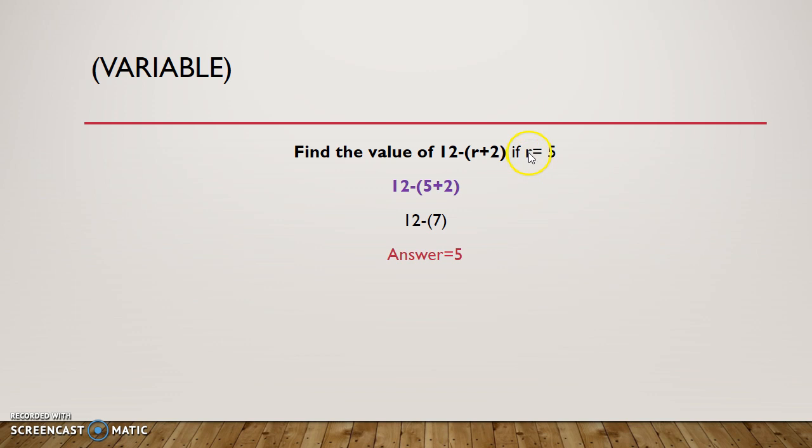So you're going to plug in that 5 to where the r is, which rewrites our problem to 12 minus (5 plus 2). Parentheses mean that we have to solve this part first, which is 7. 5 plus 2 equals 7. Our problem is now rewritten as 12 minus 7. Our answer is 5.